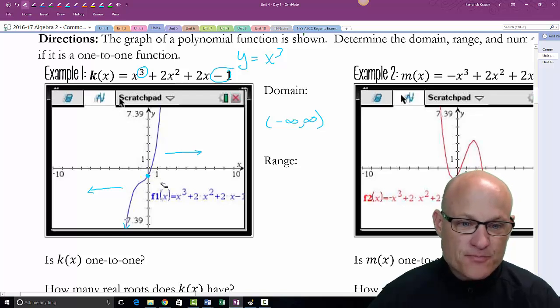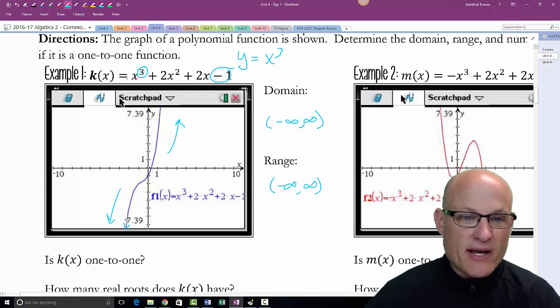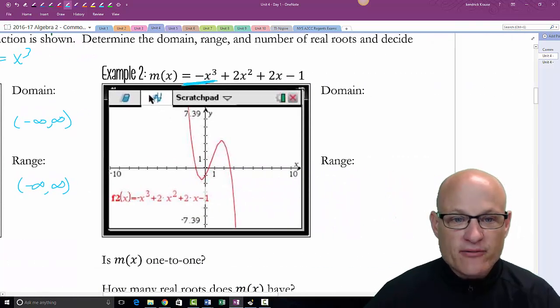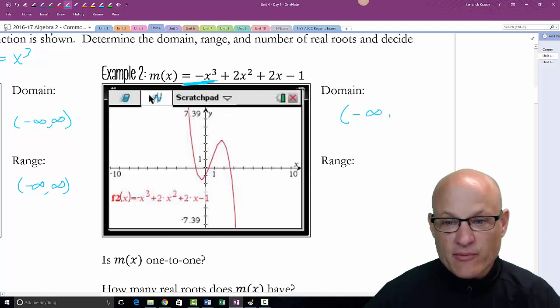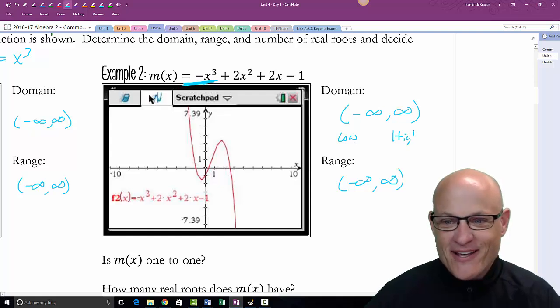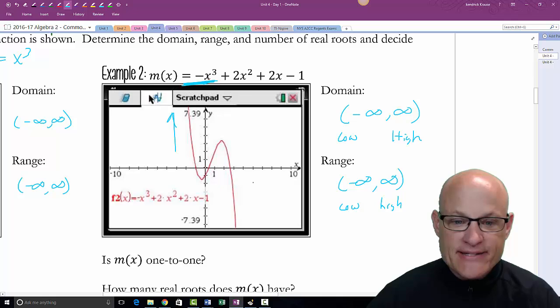Now, the range, and this was clear to see, goes forever and ever up and forever and ever down. So the range of these is also from negative infinity to positive infinity. Now, it doesn't matter if your leading coefficient is positive or negative. The domain and range are always going to be the same. Negative infinity to positive infinity. Remember, low number on the left, high number on the right. And it should make sense. Cubics always go up one way and down the other way.